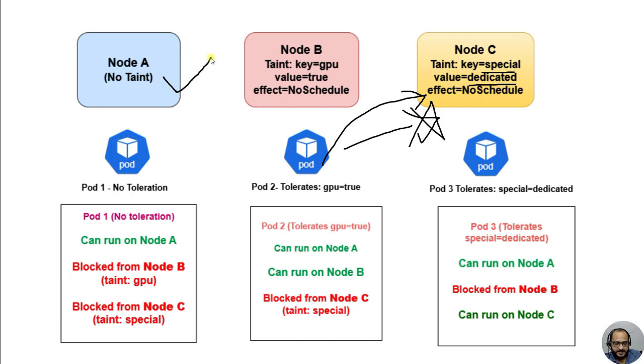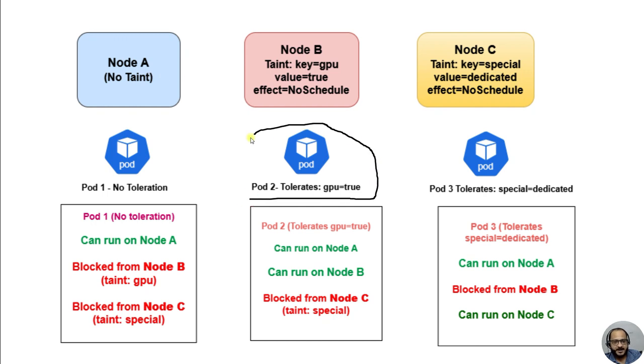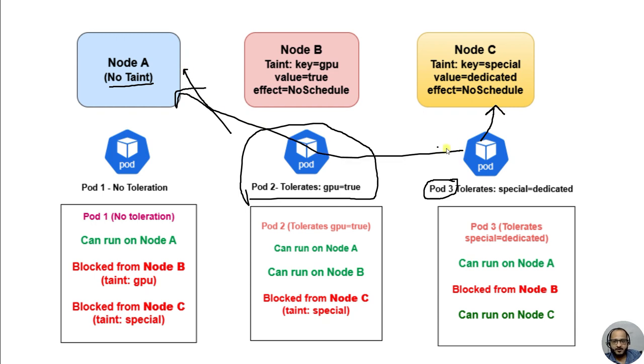Now if we talk about node A, on node A this pod can run because there is no taint we have assigned. This is the plain worker node and this pod can easily run or schedule on this worker node, because we have not tainted it. Similarly, pod 3 can only run on node C and node A. It cannot run on node B because the taint is not matching with the toleration, because the key value is different here and here we have tainted with different key values.